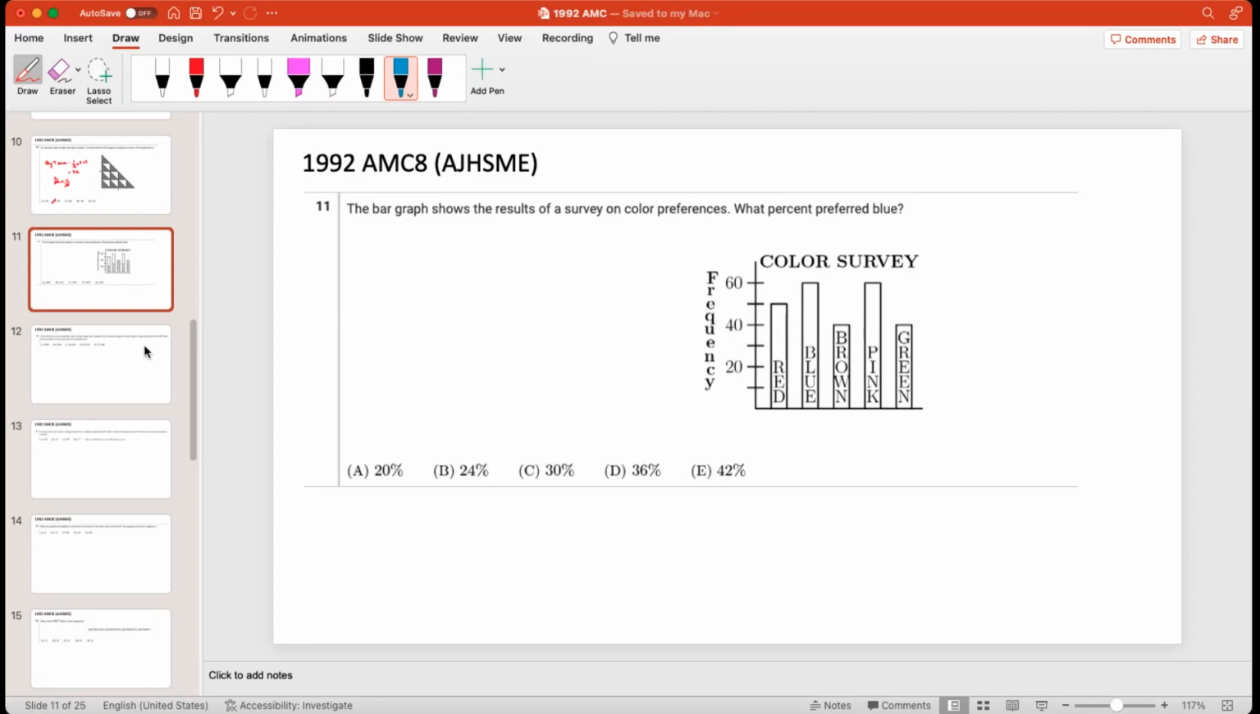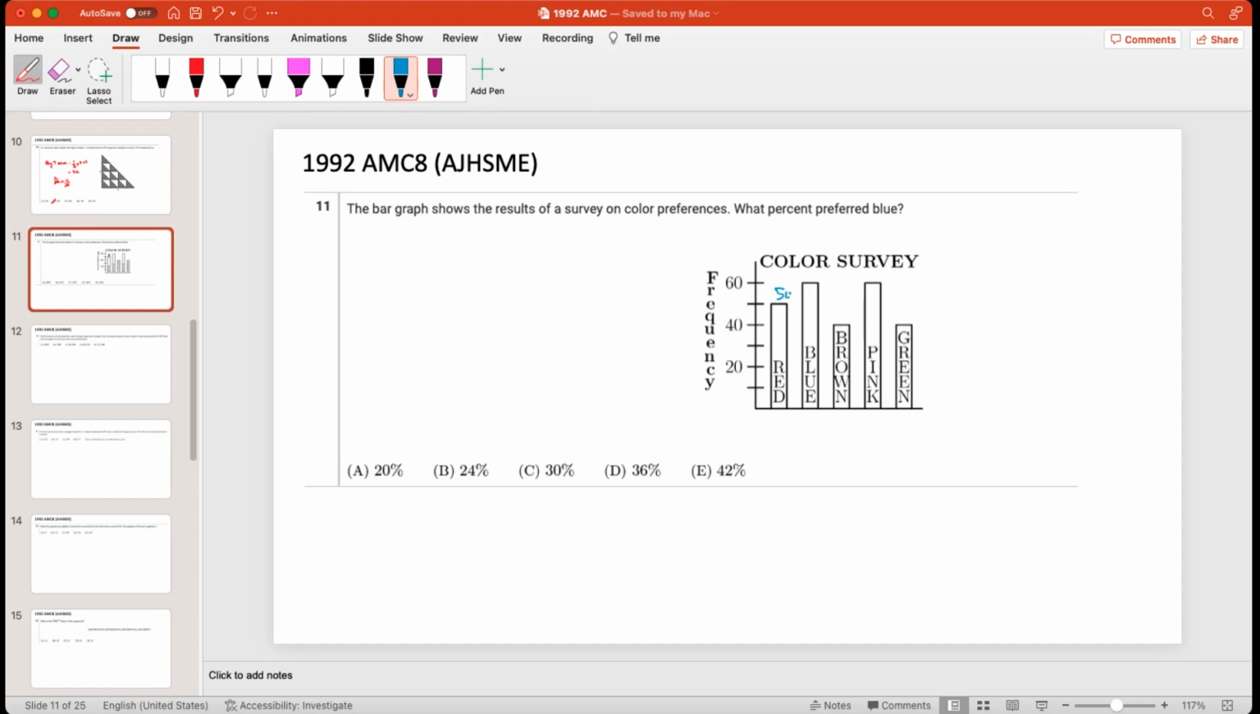Okay, so I'm going to review now 1992 AMC8. Question number 11. The bar graph shows the results of a survey on color preferences. What percentage preferred blue? So we want the percentage of this. So let's just first total up the whole thing.